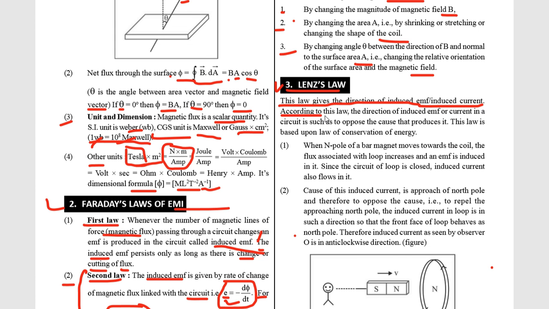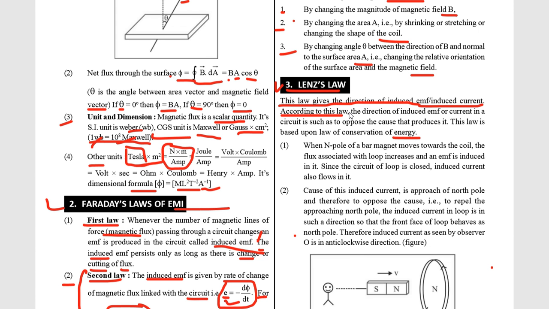Now, according to this law, the direction of induced EMF or current in a circuit is such as to oppose the cause that produces it. This law is based upon the law of conservation of energy. So you can see the direction of the induced EMF or current is such that it always opposes the cause by which it produces itself. So it is very important.